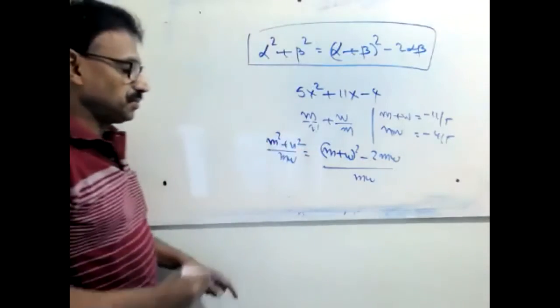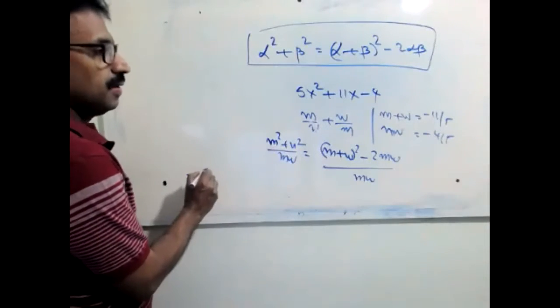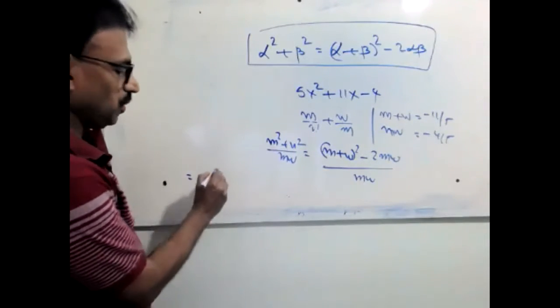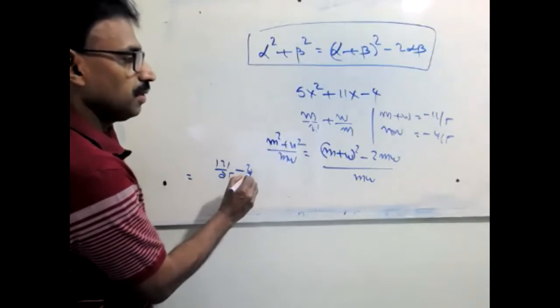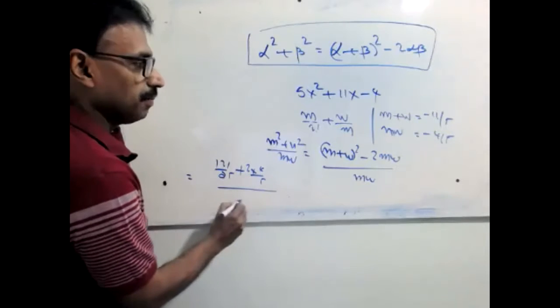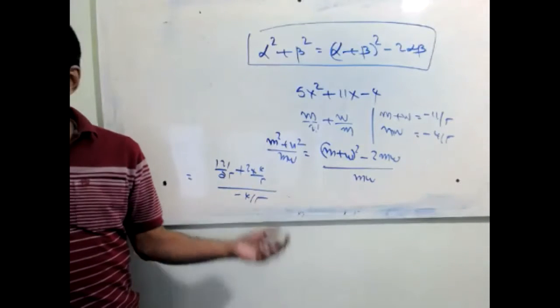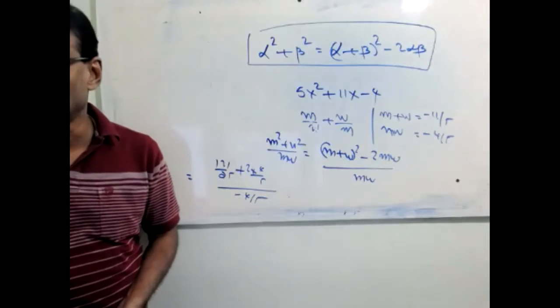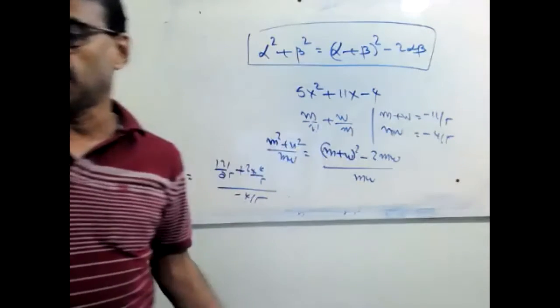Substitute minus 11 by 5, minus 11 by 5 whole square, 121 by 25, minus 2 into minus 4 by 5, divided by mn, which is minus 4 by 5. You simplify this one. If you have a problem with splitting the middle term, just write m plus n equals minus b by a.